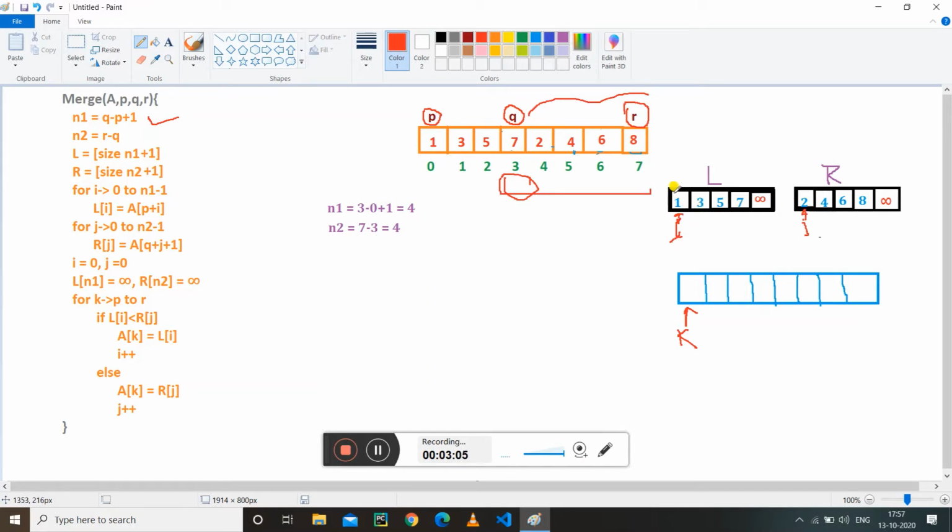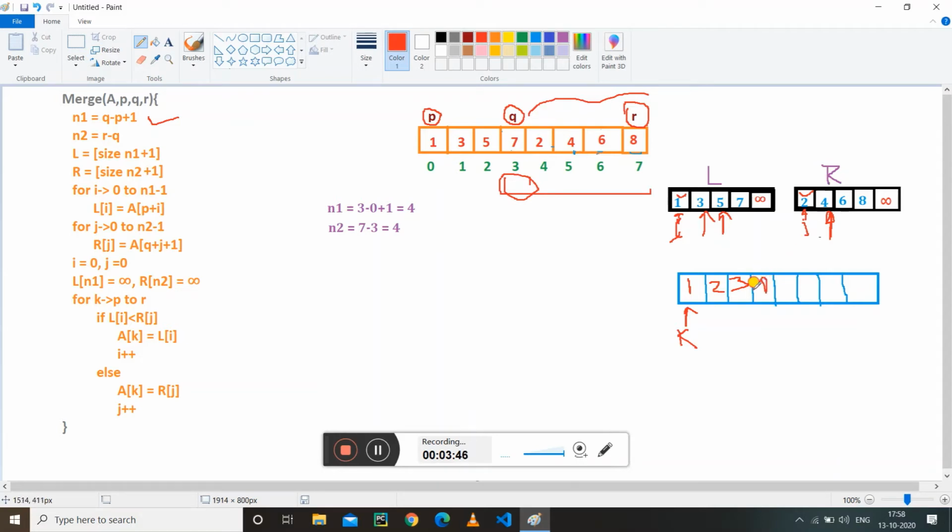We find that 1 is smaller than 2, so we compare these two, and since 1 is smaller, we copy 1 here and increase I by 1. Now I is pointing here, J is still here. Now these two get compared. 3 is obviously greater than 2, so we take out 2 here and increment J by 1. Now it is pointing to 4 and I is still pointing to 3. Out of 3 and 4, 3 is smaller, so we put 3 here and increment it.